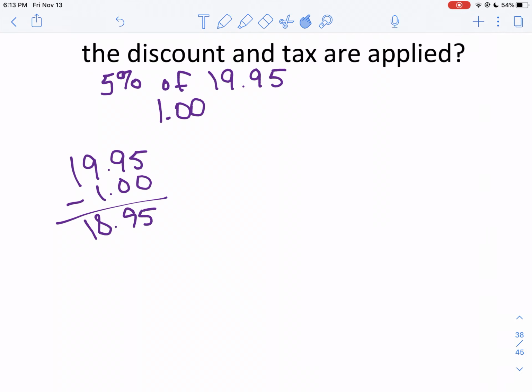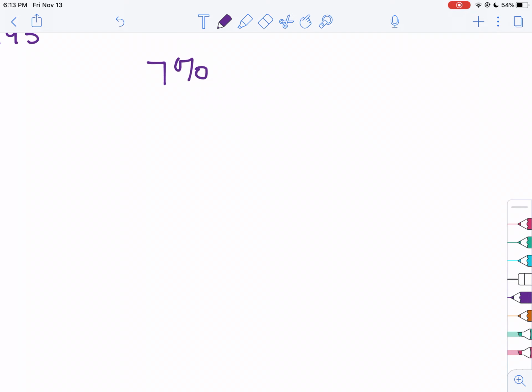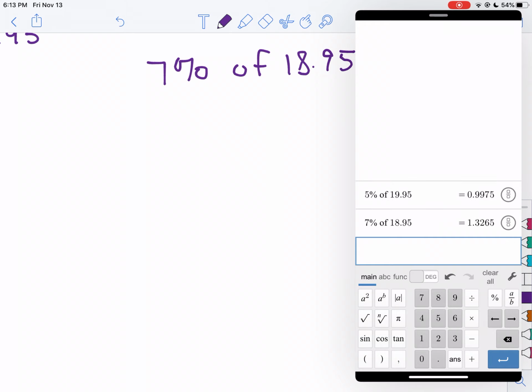And so then we also have to do tax, a 7% sales tax. So now we're finding what is 7% of $18.95. You can use our trusty calculator again. 7% of $18.95 gives us $1.33, because we have that 2 there in the hundredths place, and that 6 tells us we have to bump that 2 up to a 3.